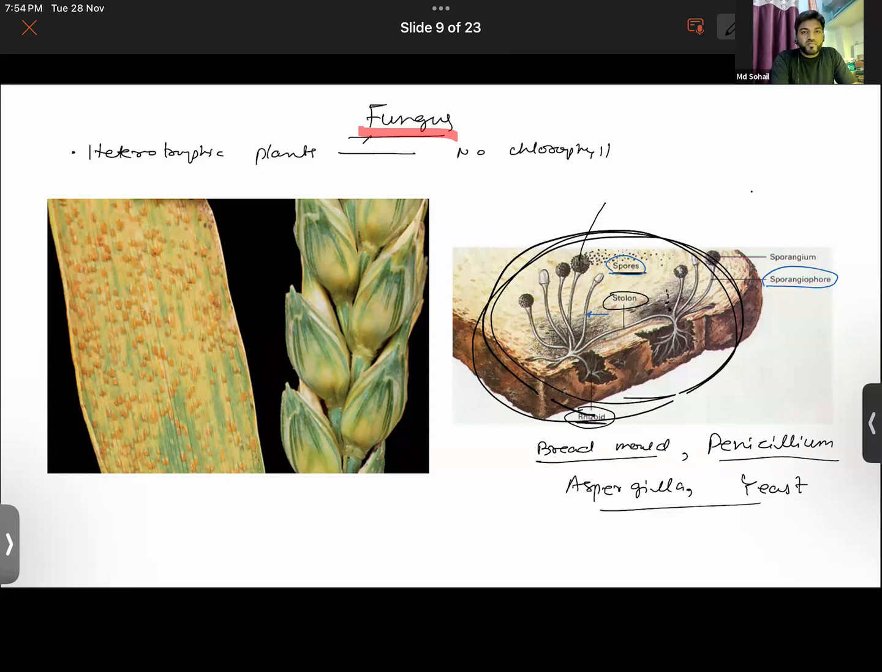It's a very large group of organisms, and none of them have chlorophyll, so none of them can perform photosynthesis. That is clear. These are some examples. Mushroom is also an example. You can include that also, right?